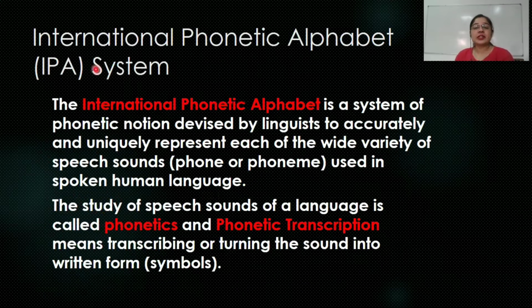Now, the International Phonetic Alphabet system. What is this? IPA. The International Phonetic Alphabet is a system of phonetic notation devised by linguists to accurately and uniquely represent each of the wide variety of speech sounds used in spoken European languages. Now, the English language is not only pronounced or spoken in India, US, UK and other countries, but it is worldwide. It is an international language which is used everywhere.